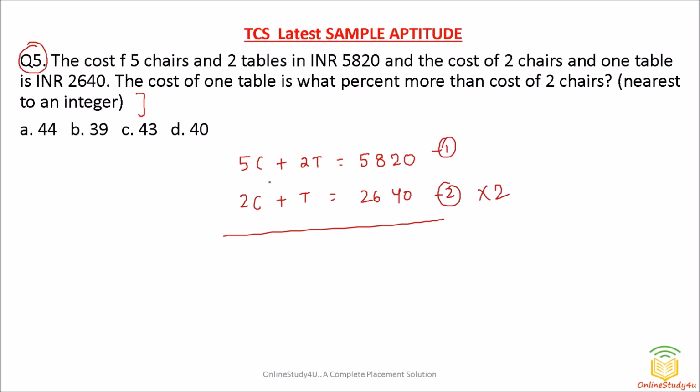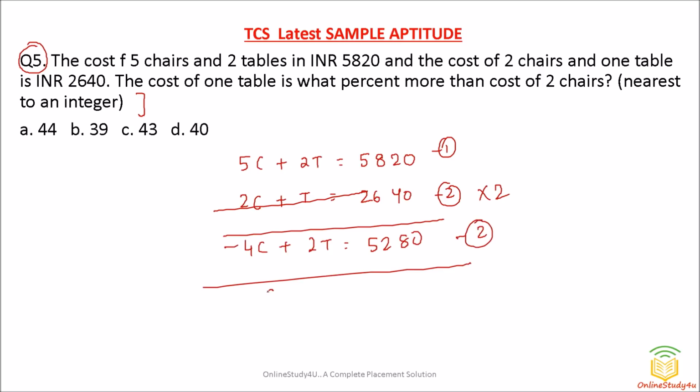Equation 1 remains the same. Equation 2 into 2 will be 4c plus 2t equals 5280. Now for equations 1 and 2, we will subtract. 5 minus 4 is 1, so c, and t cancels. 12 minus 8 is 4, 7 minus 2 is 5, so 540. So 540 rupees is the price of one chair.